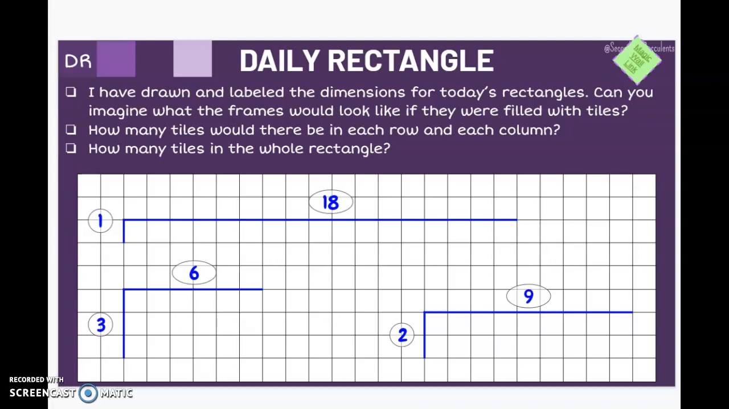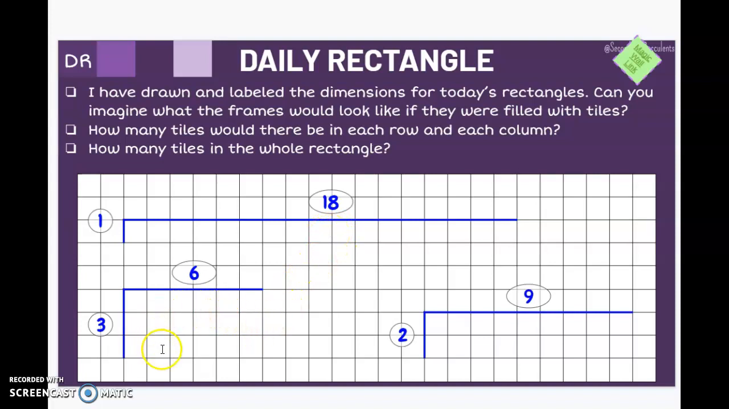You might be thinking about a few different things. Let's have a look at our first frame. We have a frame that is 1 row by 18 columns. How many tiles would be in this whole rectangle if we filled it in? Show a connection if you're thinking 18. Yeah, this would be our long, skinny rectangle. We gotta have one of those every day. That would be 1 row by 18 columns or 18 tiles.